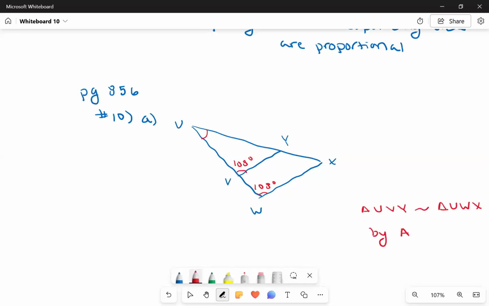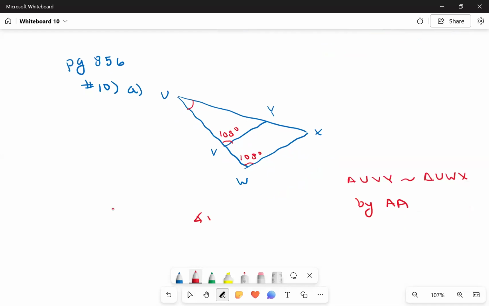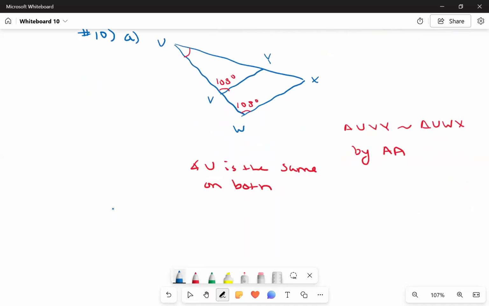by the angle-angle property. And it's because angle U is the same on both. And they gave us the other angle, and that's all we needed. With those two pieces of information, we could say these two triangles are similar. Okay, let's look at B.